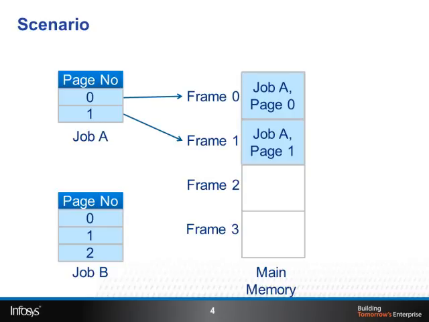Now, let us try to load job B. Can we load all the pages of job B into memory? No, because at this point we have only 2 memory frames free. This is the limitation of simple paging, where we have to load the entire job, that is, all pages of the concerned job into the memory. So, how can we solve this problem? We can load the pages based on the need. This is called demand paging.